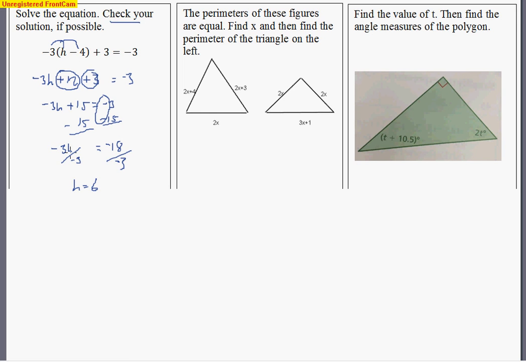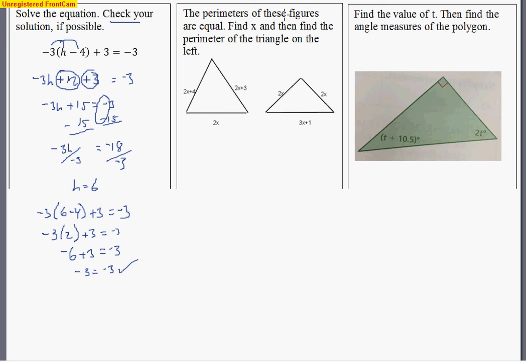And so my check is just substituting in. Negative 3 times 6 minus 4 plus 3 should equal negative 3. So order of operations says I'll go ahead and do the work inside the parentheses. And then I'll go ahead and multiply. It makes negative 6. And then I'll subtract, or actually add these two, but since they're opposite signs, I subtract. And when you get the same number equaling, you know it's the same.